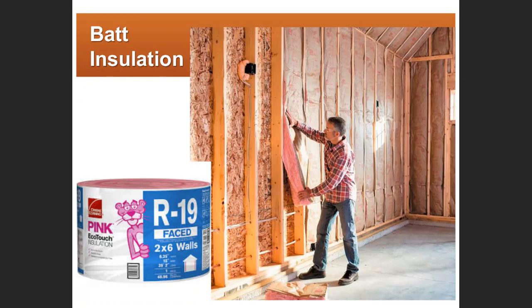Again, here are our fiberglass batts. This would be a flexible insulation material made to fit between stud walls. And we see our friendly pink panther there, R19. So that's a fairly decent level of insulation, made for a 2x6 wall, or nominal 5.5 inches deep.